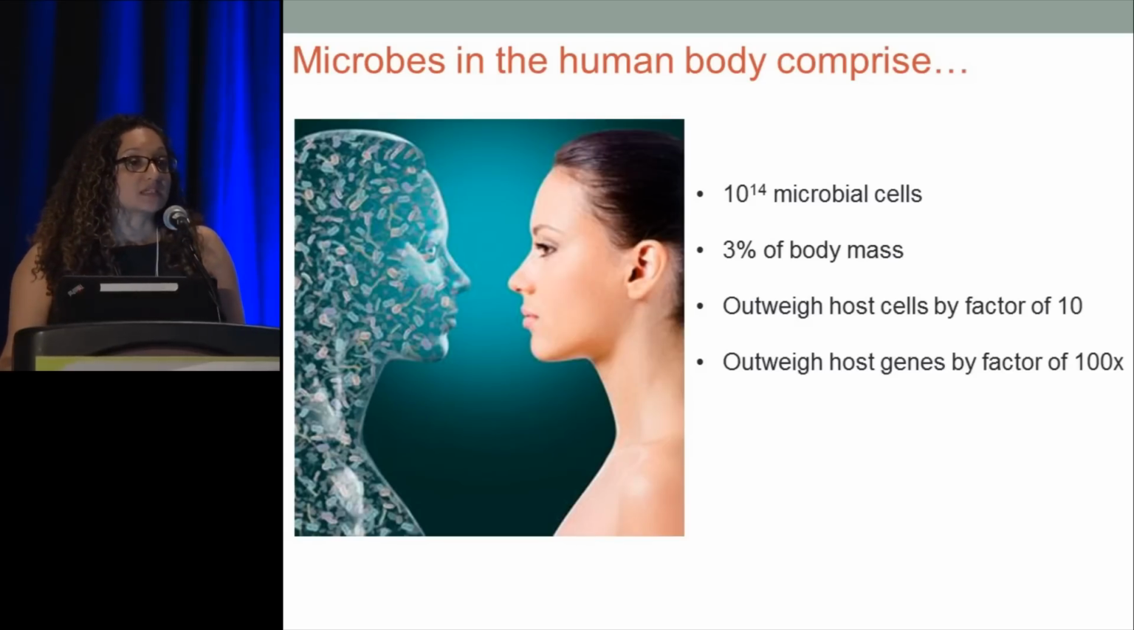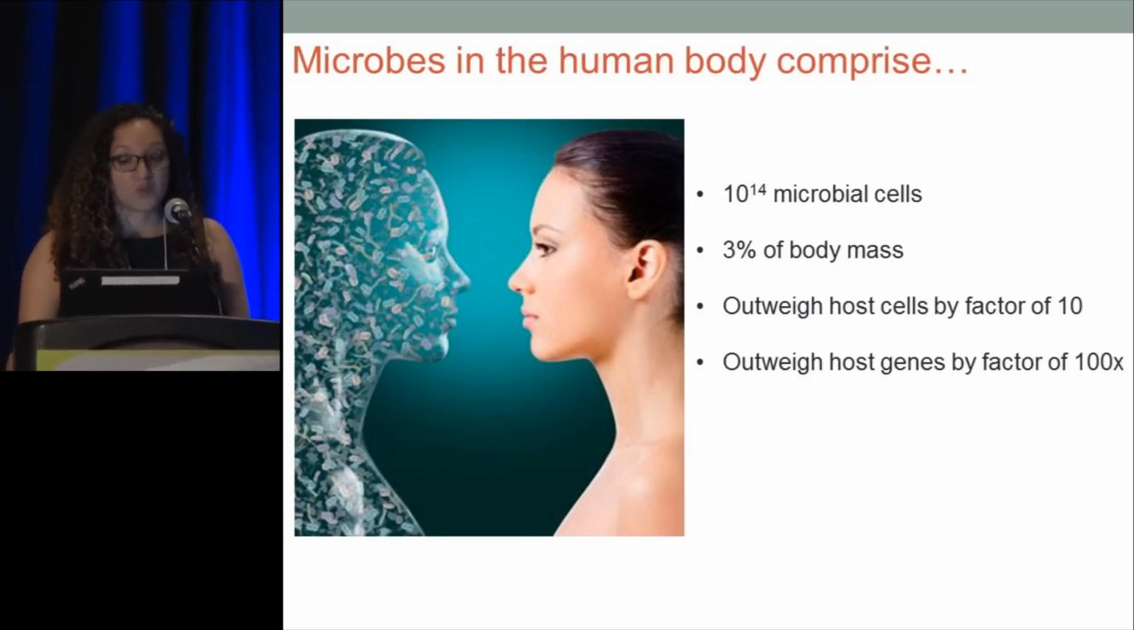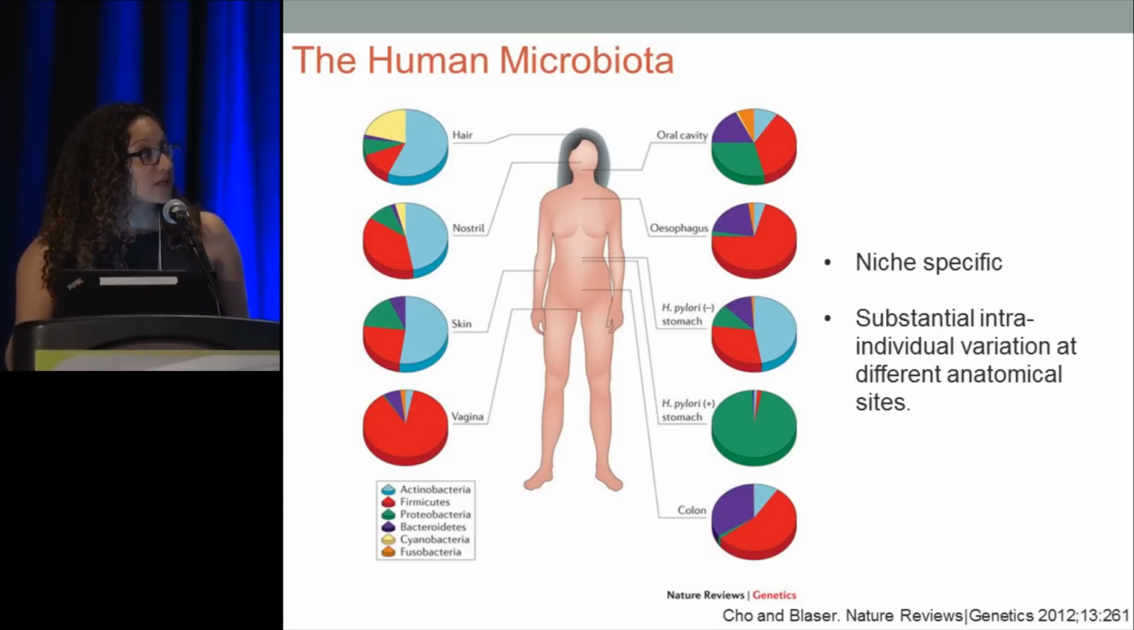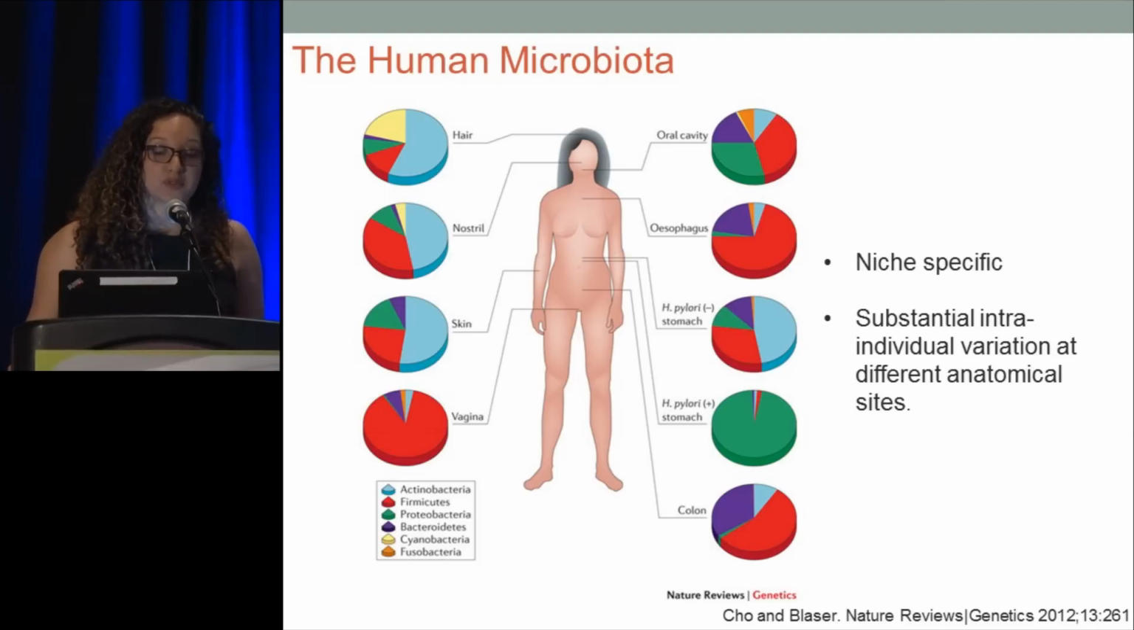The human body is colonized with over 100 trillion microbial cells. These microbial cells represent 3% of the body's mass, and the conglomerate of these microbial cells outweighs host cells by a factor of 10, and their genes outweigh host genes by a factor of 100. These microbial communities are niche-specific, and they have substantial intra- and intergroup variation at different anatomical sites.